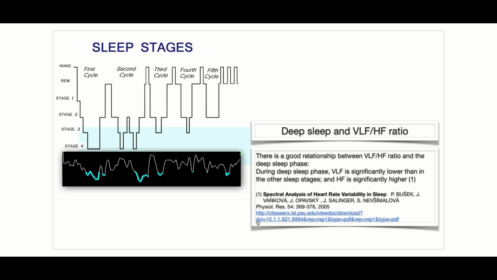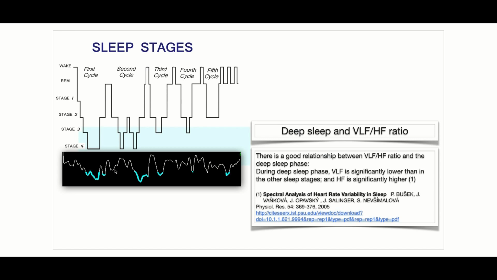And this is a display of the night record from our app. It's a special analysis, a special ratio between the different bands of the spectrum, but it's quite a good indicator. So the blue, this is not HRV.